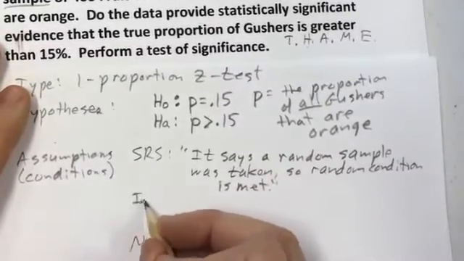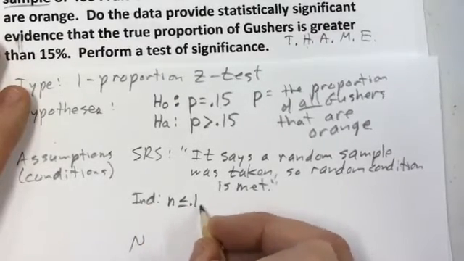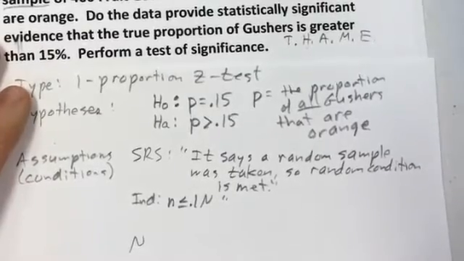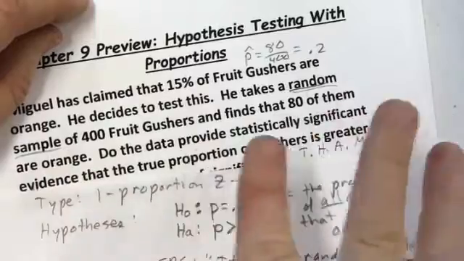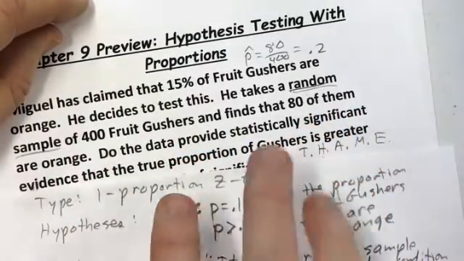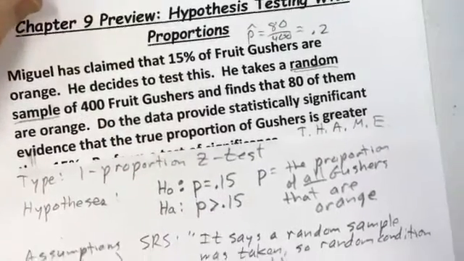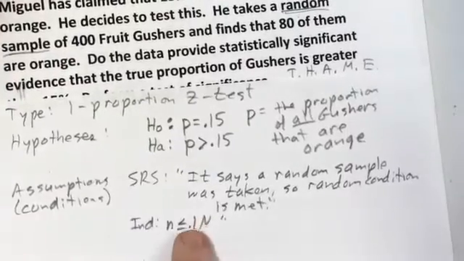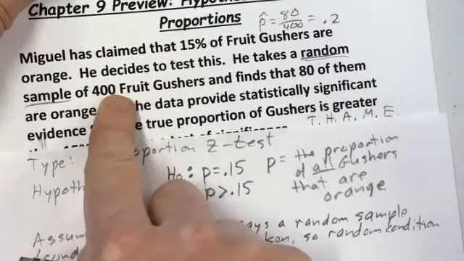This aspect of the word independence means our sample size must be less than or equal to 10% of our population size. Because we aren't sampling with replacement, we are taking 400 fruit gushers out. By doing that, we're changing the population of fruit gushers ever so slightly. But because our population is so big, it's not changing it significantly. So if the sample size has to be less than 10% of the population size, that means there's got to be at least 4,000. You just multiply that times 10.